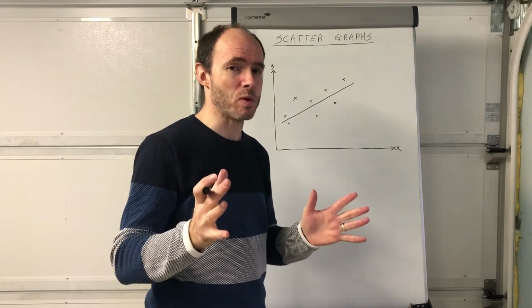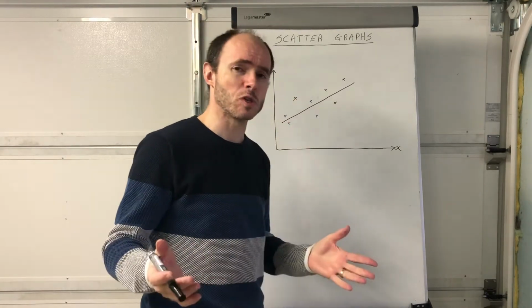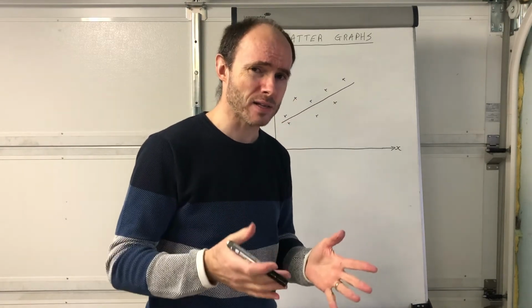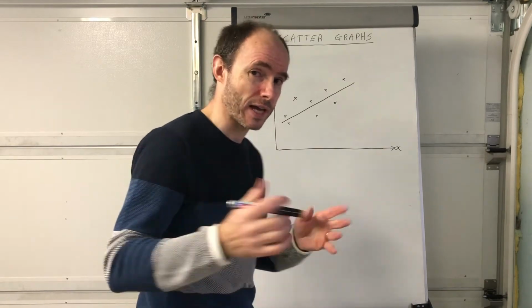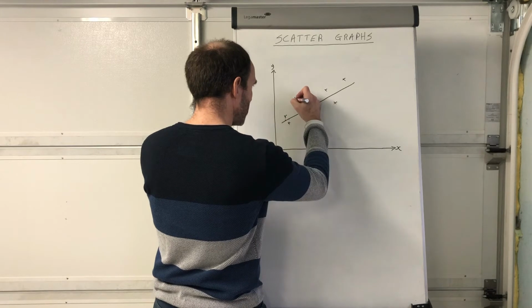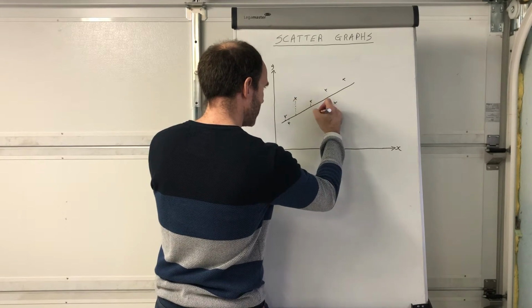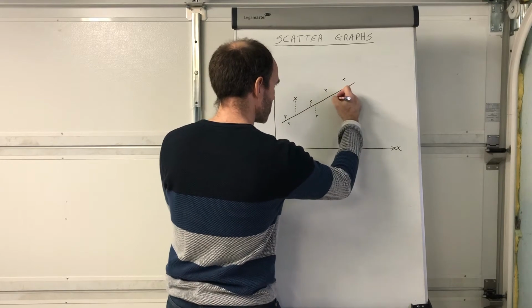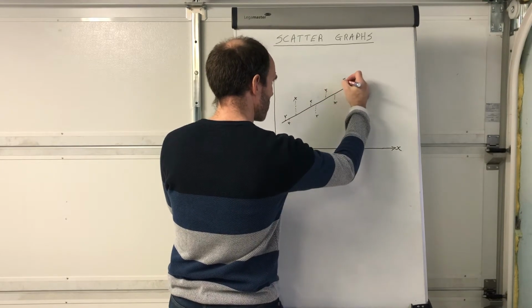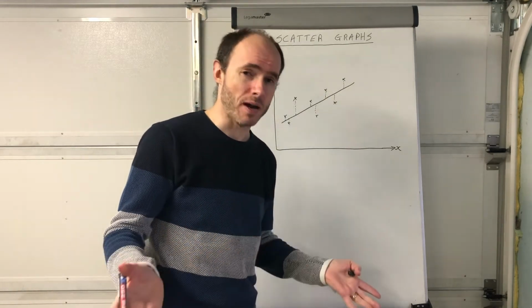Okay, that's what we really want. We want to make sure that we draw a line such that the crosses are as close as possible to the line. Now, mathematically, the best way of doing it is like this, by calculating the vertical distances between the line and each cross. That's what we're looking at.